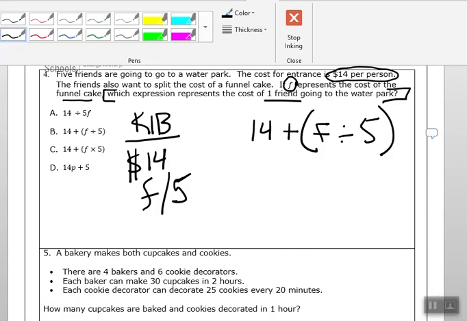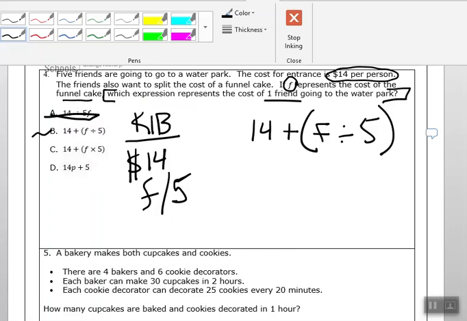So let's see if I have something similar to that over here. Here I have 14 divided by 5 times F. And that would be if I were going to say it's $14 and I'm going to divide that by 5 times the cost of the funnel cake, which is not what we're looking for. Here I have actually almost exactly what I put over here: 14 plus F for the funnel cake, divided by 5. So I think it's going to be B.